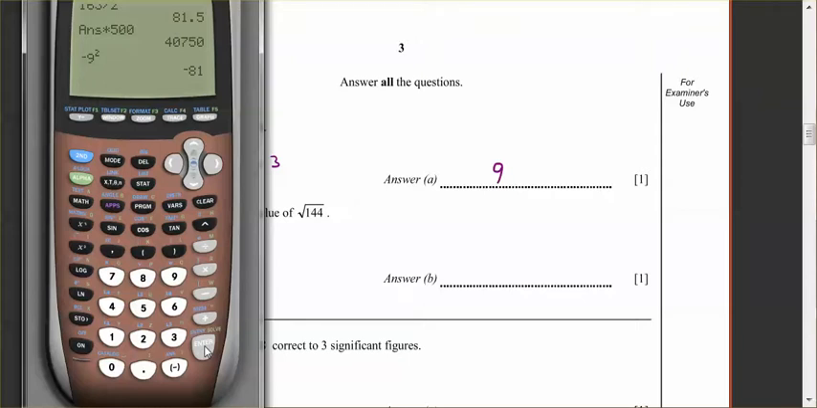Why does the calculator tell you the wrong answer? Exactly. So we have to remember, if you're going to use your calculator, put negatives in brackets like that, and then you'll get the correct answer. Just be careful.